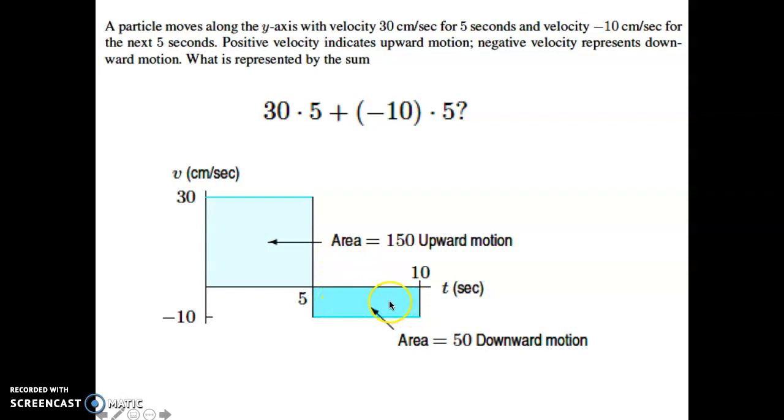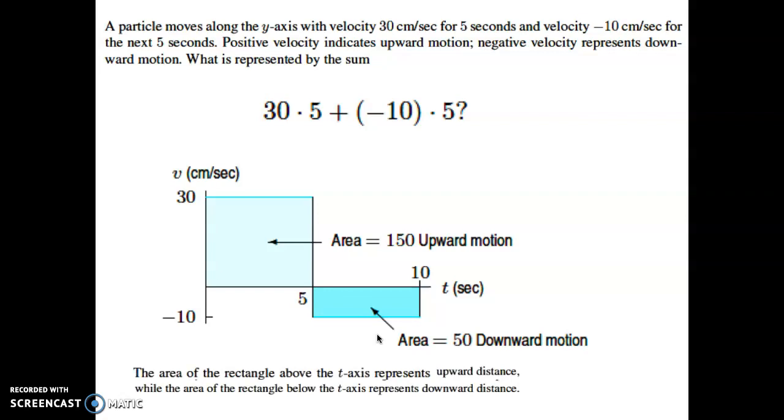And then we have here -10, so this area would be my downward motion. This will always be true as we move forward, by the way. When the area lies above the x-axis, the accumulated amount of change goes in the positive direction or increases. And when we have a negative area below the x-axis, then our accumulated amount of change will decrease or be negative. So the area of the rectangle above the t-axis represents upward distance, and the area below the t-axis represents the downward distance that was traveled.